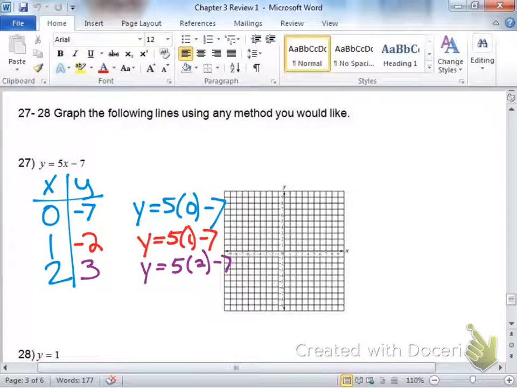We now have 3 points. We can get those on our graph. So 0, negative 7 would be left and right, 0 down 7. 1, negative 2 would be right 1 down 2. And 2, 3 would be right 2 up 3. 3 points. That's the perfect number. Connect them. Arrows on the ends.